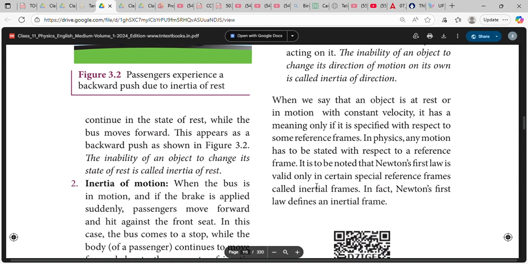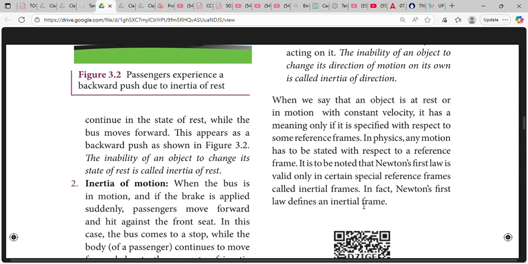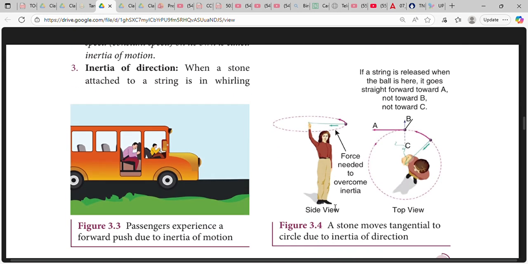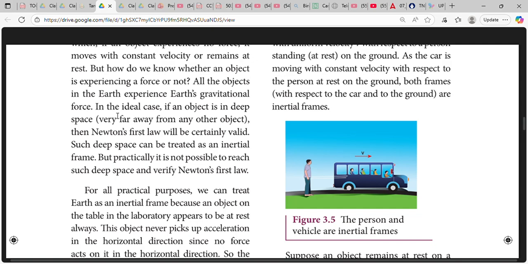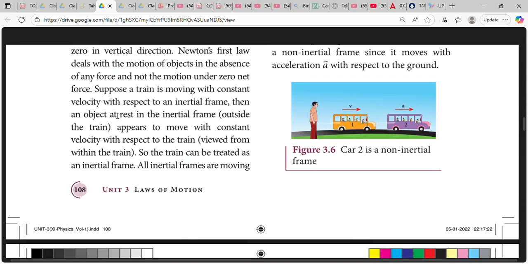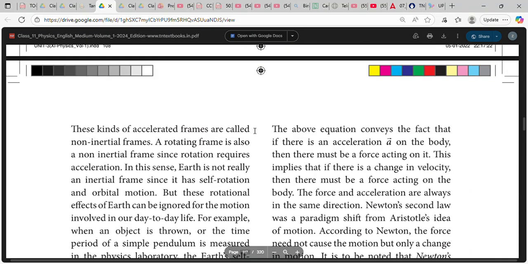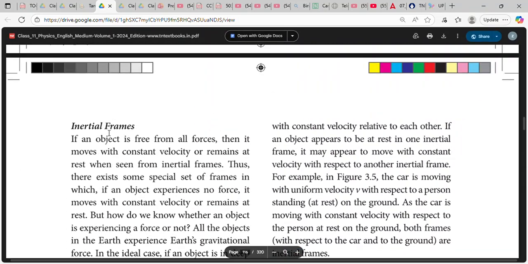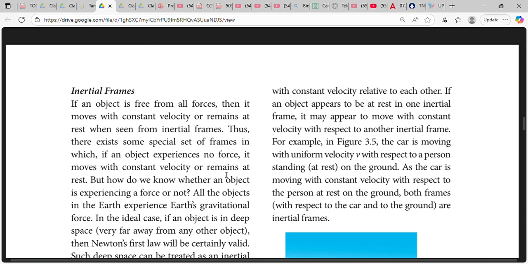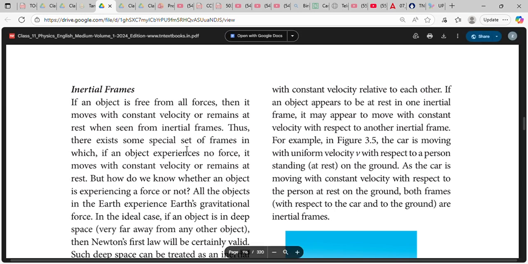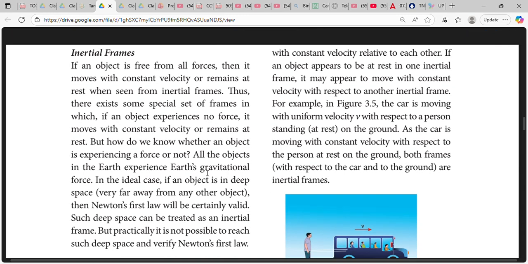Newton's first law is valid only in certain special reference frames called inertial frames. In fact, Newton's first law defines an inertial frame. If an object is free from all forces, then it moves with a constant velocity or remains at rest when seen from inertial frames. There exists some special set of frames in which an object experiences no force, it moves with constant velocity or remains at rest.